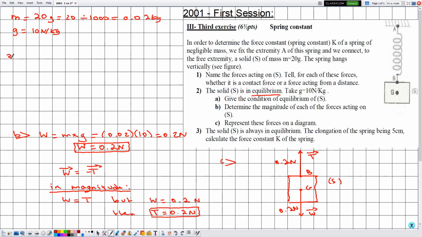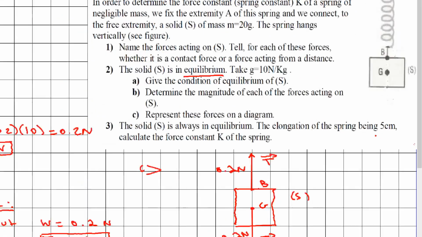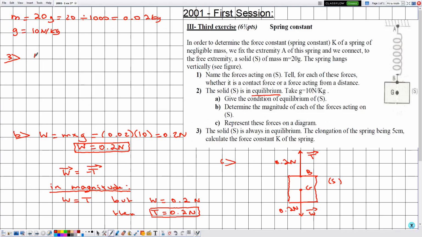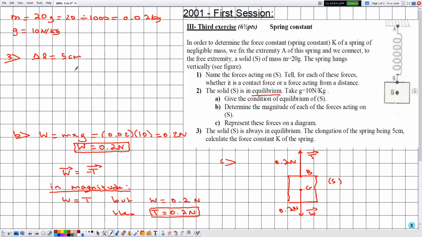Now in number 3, they are telling me the solid S is always in equilibrium, the elongation of the spring being 5 centimeters. So the elongation delta L of the spring is 5 centimeters. Knowing that centimeter is not the SI unit of length, in order to convert from centimeters to meters, we divide by 100. Then the elongation is 5 divided by 100, which is equal to 0.05 meters.